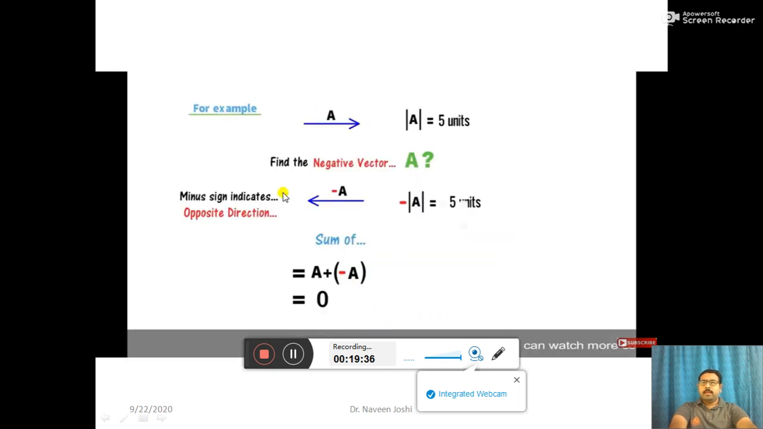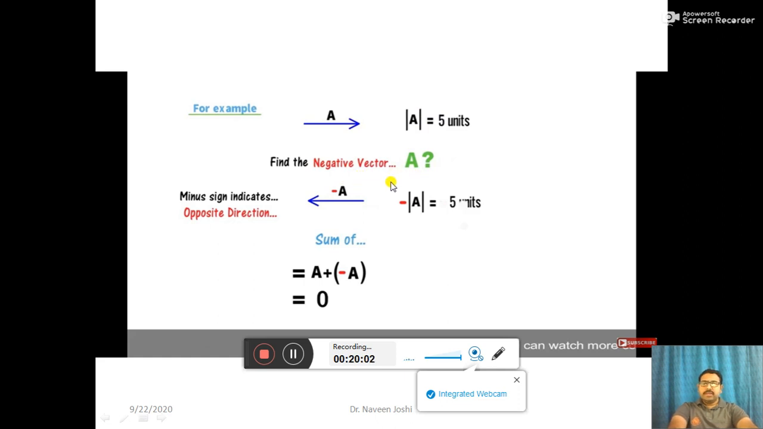Example: vector A is denoted by the blue color. Here you can see the modulus of A. Modulus means magnitude, so to measure the magnitude we use this symbol. The magnitude of vector A is 5 units, that is, the length of the vector is 5 units. Let's find the negative of A.